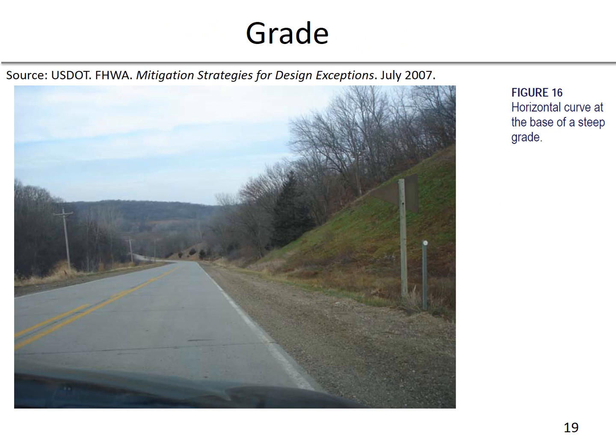In terms of the grade, here's an example of a steep downgrade with a horizontal curve at the base of that grade, and this is going to be a place of potential issues from a crash perspective. We're going to see vehicles exceeding the operating speeds, the safe operating speeds, and then leave the roadway as they transition from this tangent to the curve at the bottom of this grade.